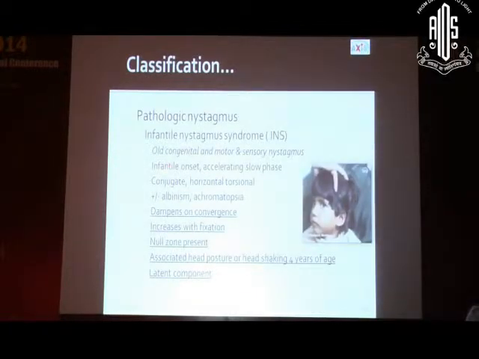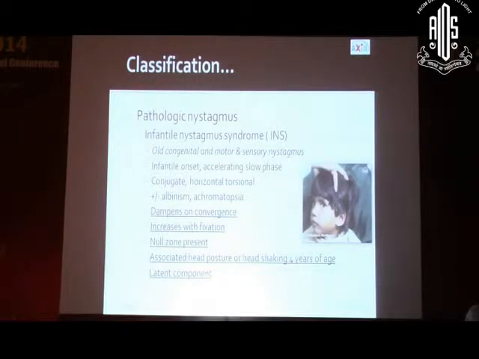Previously this was called congenital, motor and sensory nystagmus. Now this happens in infants. It has an accelerating slow phase. It is conjugate. It could be horizontal or torsional. It can be associated with albinism or achromatopsia. The important things are the ones which are outlined here. It dampens on convergence. It increases with fixation. There is a null zone.